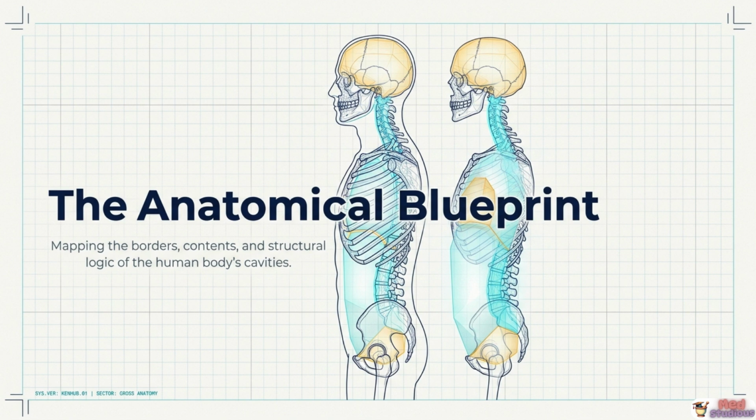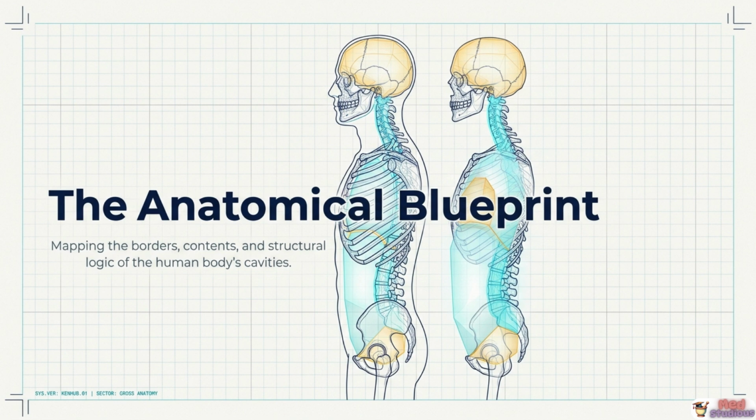Unlike a solid block of tissue, the human body is expertly compartmentalized into distinct biological spaces. Think of these as the body's internal rooms, specifically engineered to house and protect vital organs. From your brain to your bladder, every organ sits within a highly tailored environment that dictates its function.